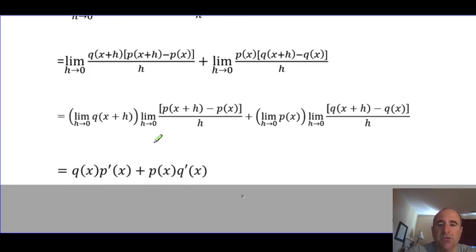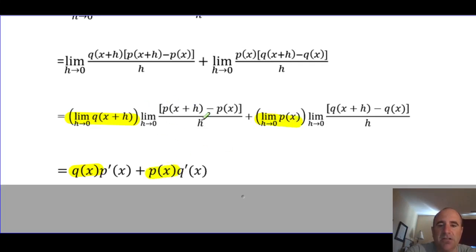From there, look what I've got. The limit as h approaches 0 of q of x plus h. Just sub in h equals 0 and you get q of x right there. Next, the limit as h approaches 0 of p of x. Well, that's just p of x.